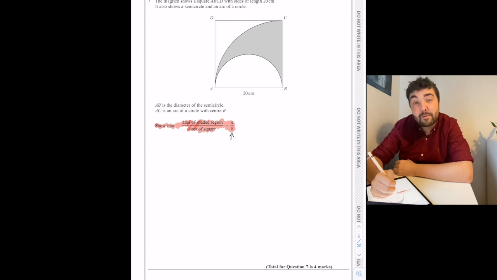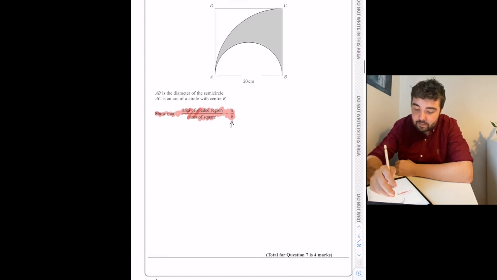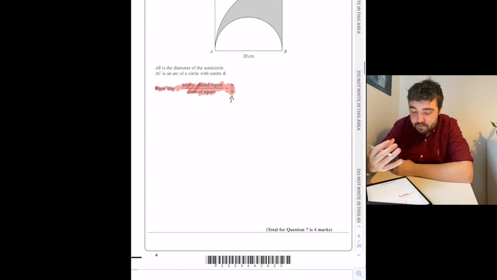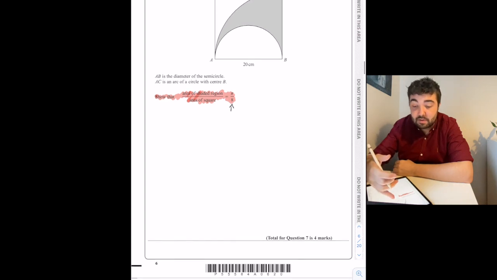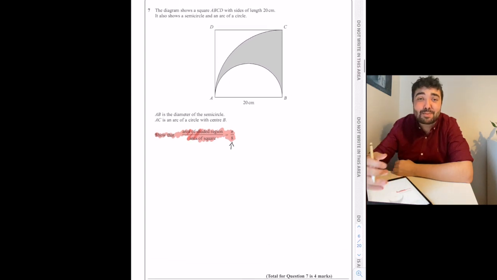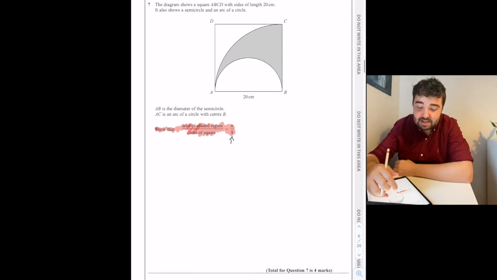Look at that. The answer's in pi over 8. So what that's telling me is that we don't have to use decimals, which is lucky because we don't have a calculator.